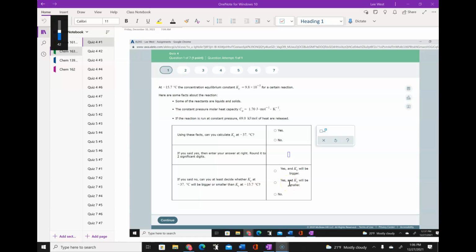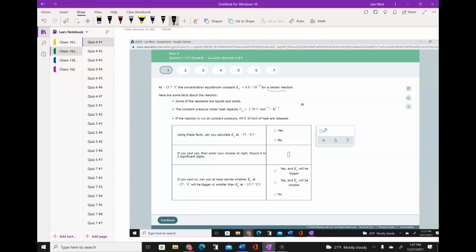Okay, so let's have a look at quiz 4 and see what we have here. It says at minus 15.7 degrees Celsius, the concentration equilibrium constant for a certain reaction is 9.8 by 10 to the minus 5. So that's a small equilibrium constant. Here are some facts about the reaction. Some of the reactants are liquids and solids. Okay, so they're not going to appear in that expression for Kc.